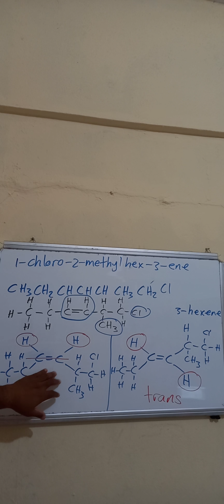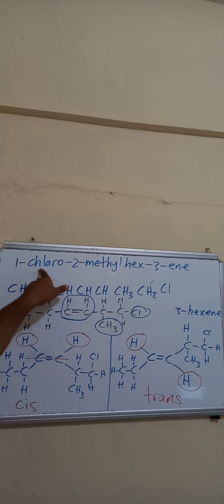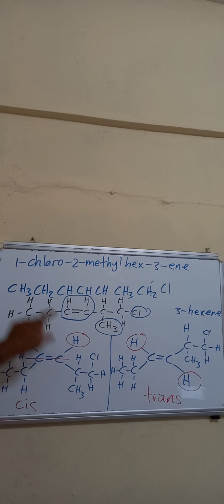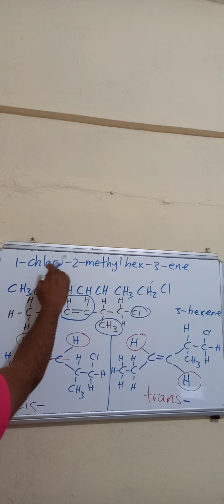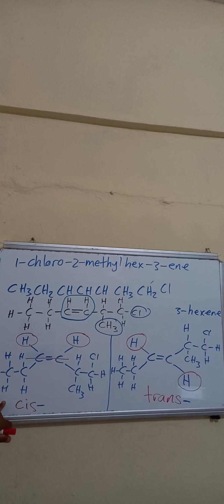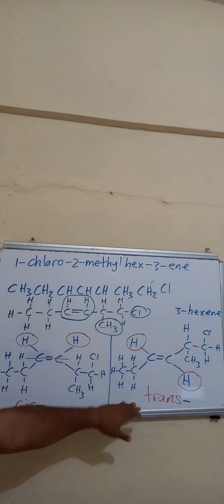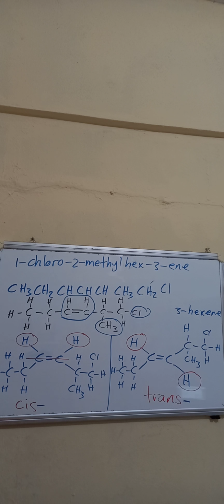So when you're doing geometric isomers, if you're asked to name the compound, you give it the IUPAC name, and then whether it's cis or trans, you place it in front. So for this one, it would have been cis. Then you put the name. And this one, you would write trans, and then you put the IUPAC name. So this is cis-1-chloro-2-methyl-3-hexene, and this is trans-1-chloro-2-methyl-3-hexene.